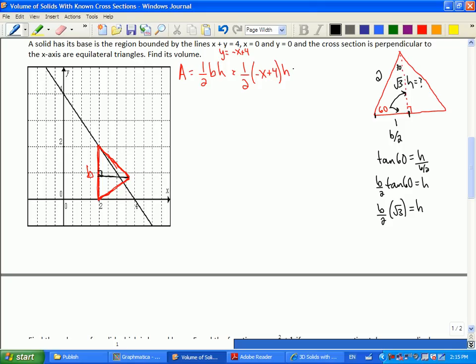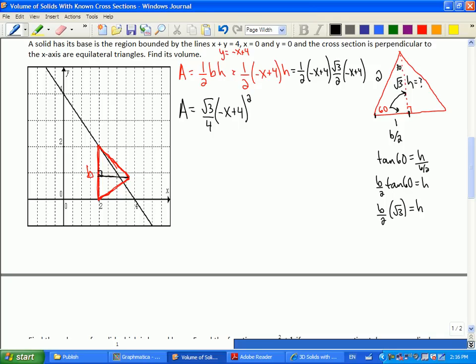So the height is going to be almost the same thing. It's just I've got this root 3 over 2. So that area function would be root 3 over 4 times negative x plus 4 squared. Well, we did kind of use Pythagoras, right, as part of our special triangles. I'd love to see if you have another technique for doing it. This is just the first one that comes to mind for me.